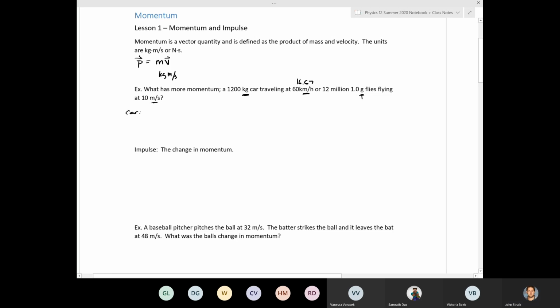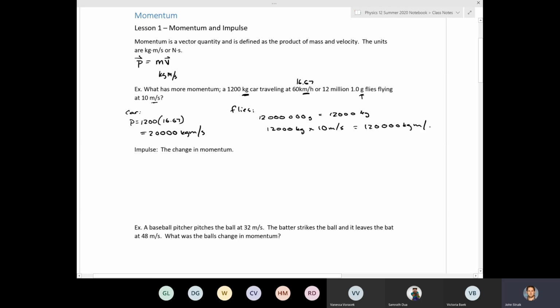So the car's momentum is 1,200 times 16.67, which is about 20,000 kilograms meters per second. Now, if you have 12 million 1-gram flies, that's a total mass of 12 million grams. So the flies: 12 million grams is equal to 12,000 kilograms. You just divide by 1,000 because there's 1,000 grams in 1 kilogram. And so then we have 12,000 kilograms times 10 meters per second, which is 120,000 kilograms meters per second.